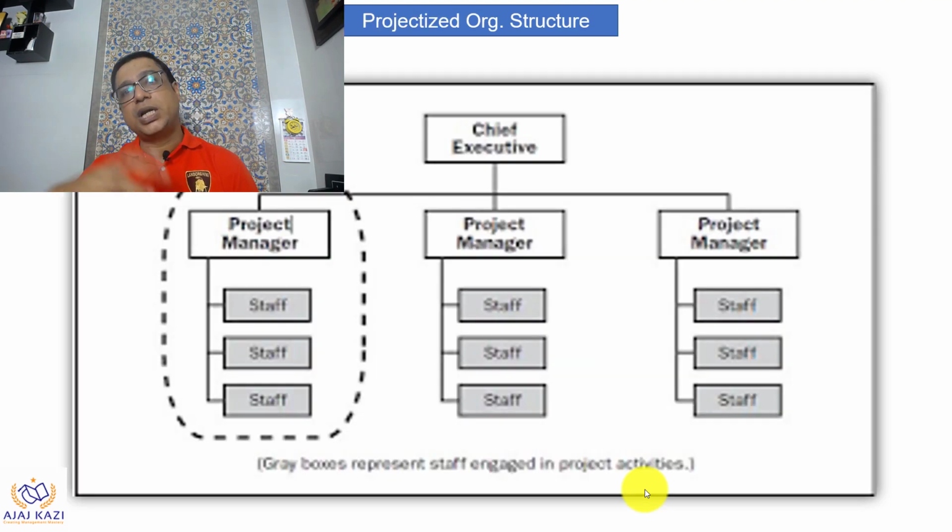Then we have a projectized organization structure. This is the best structure for any project, but again, it has a cost attached to it, so it can't be applicable on all small projects. Here, there's a chief executive who has project managers working on different projects. Each project manager has their own staff. They report to that project manager. The ownership is with that project manager. Here everything happens at project manager level, project to project. The staff are dedicated to that project, and this is how the projectized organization structure works.